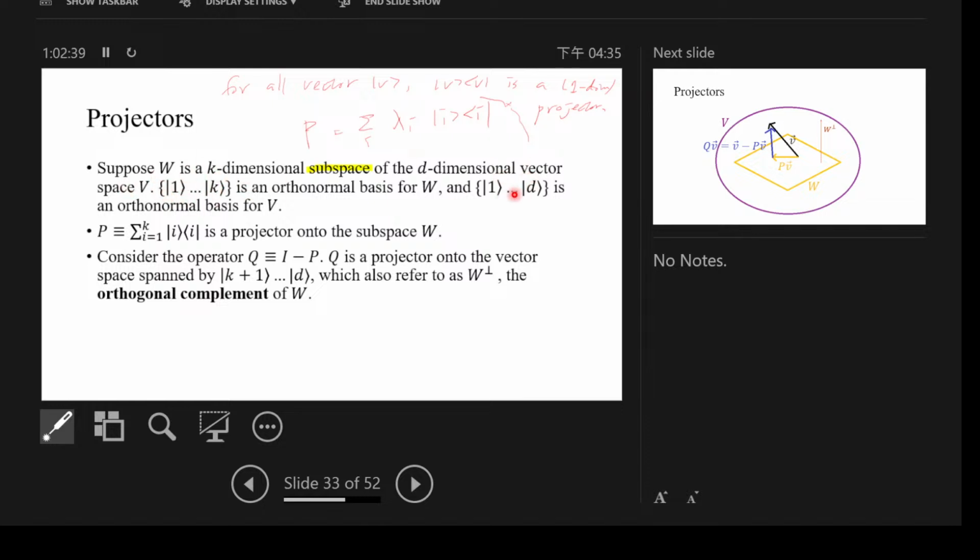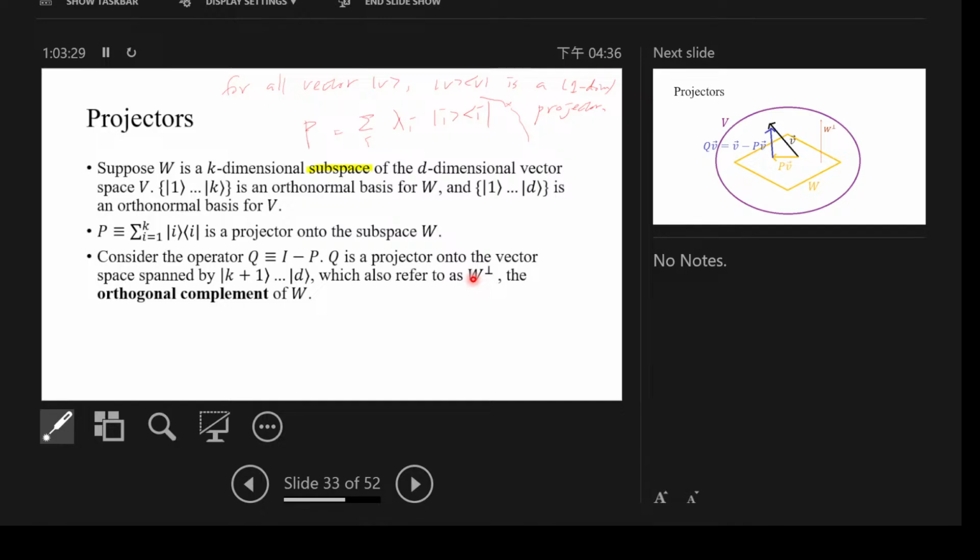So the first k elements are the same, and then you can easily write down the projector for W from this orthogonal basis. If you write down the sum of projectors onto each basis element, this becomes the projector onto W. And then Q, as we said, is the identity minus P, and will be the projector onto W perp, the orthogonal complement of W. It's also easy to check that we can write Q as a summation over the projectors onto |i>, for i from k+1 to d.